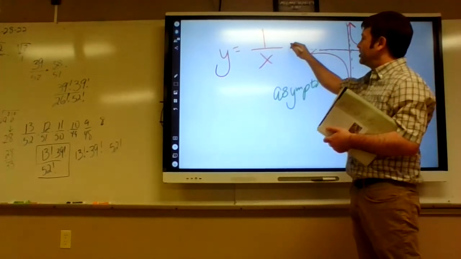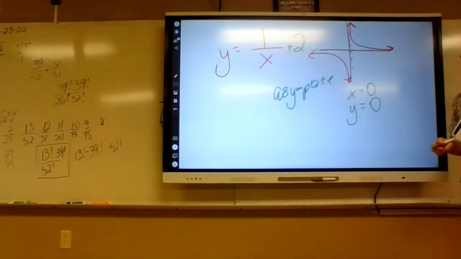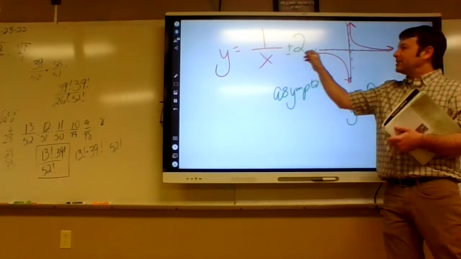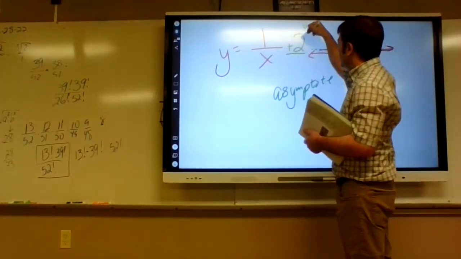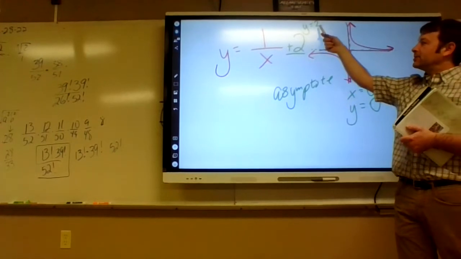Okay, let's play a little game here. What do you think this is going to do to my graph? Move it up 2, which means the horizontal asymptote would become y equals 2. So basically this number out here is the same thing as that number right there for the horizontal asymptote.